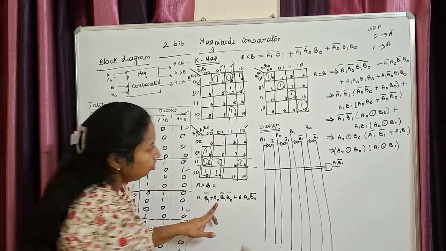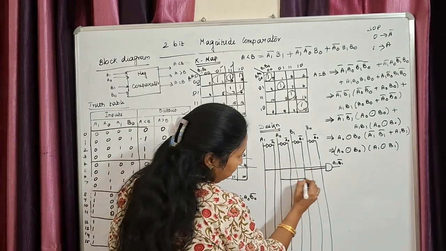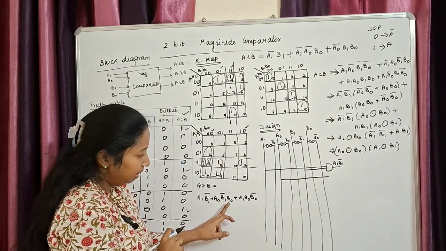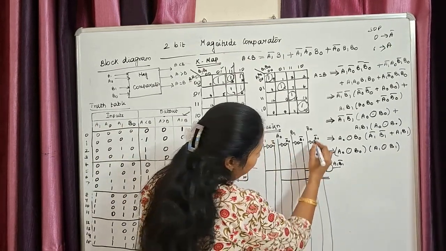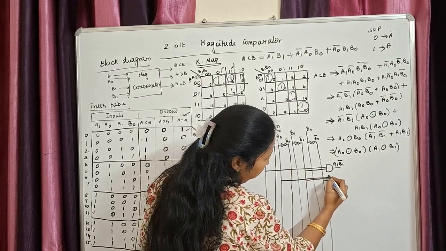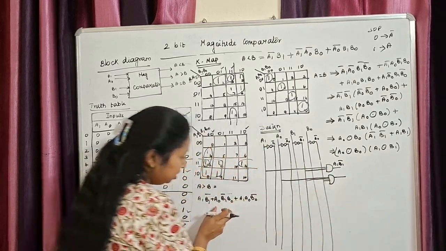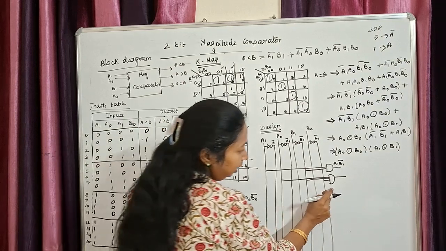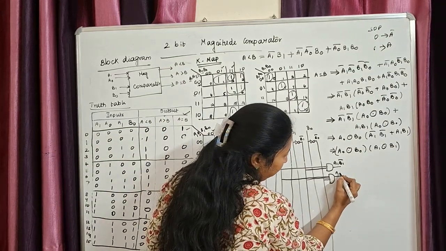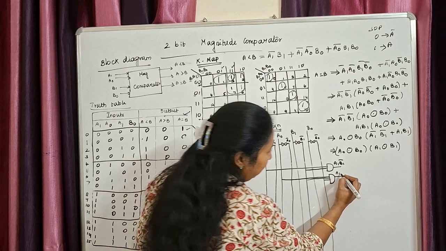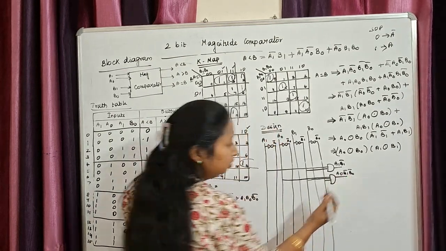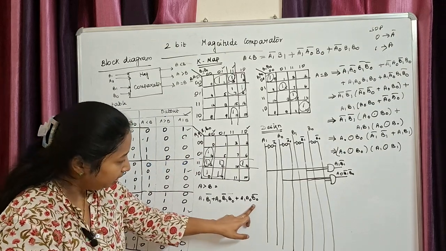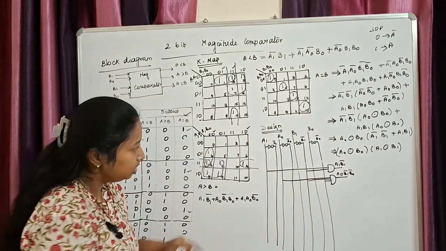And now, what is the second minterm? It is A0. From A0, I'll take a lead. Here, B1 bar and B0 bar. All these three, I'm going to feed it. This is a product term, so I'm going to feed it inside an AND gate. The output of it will be A0, B1 bar, B0 bar. Clear? And what is my final term? It is A1, A0, B0 bar.